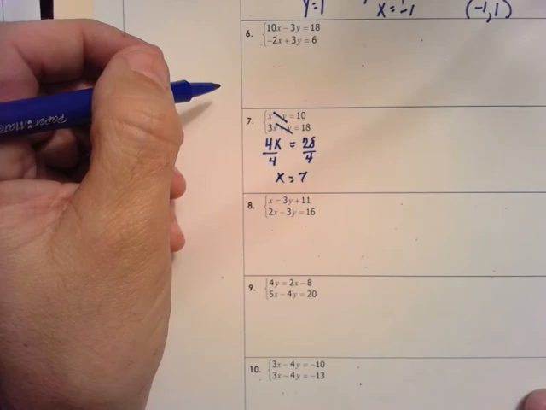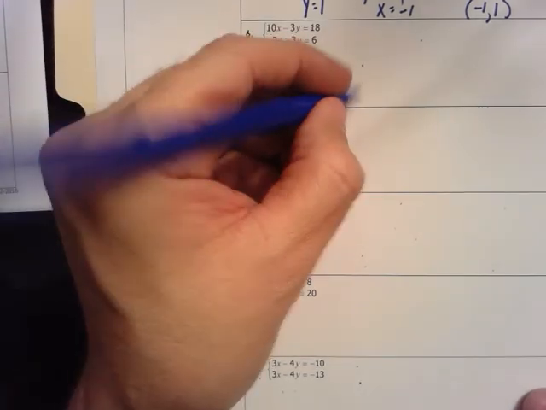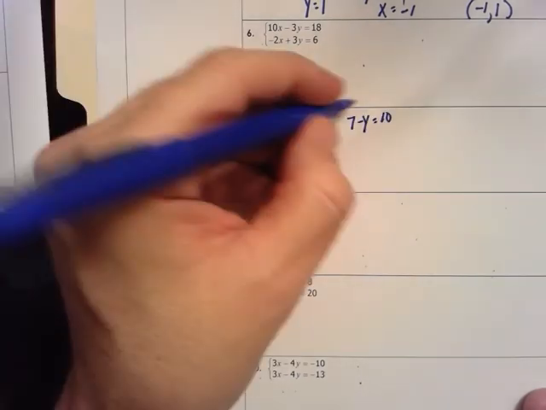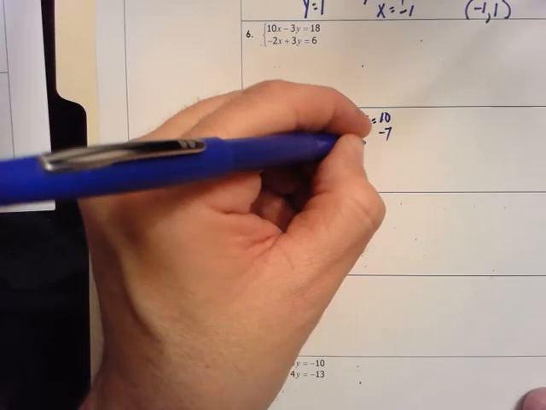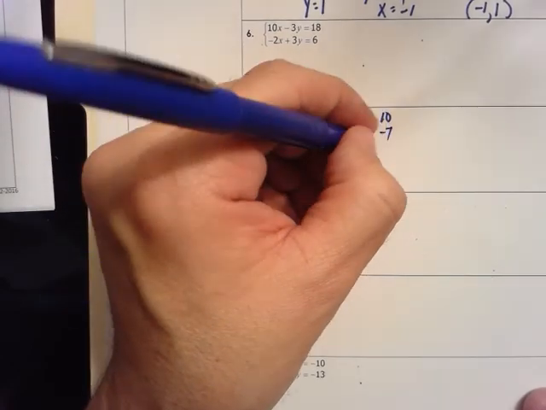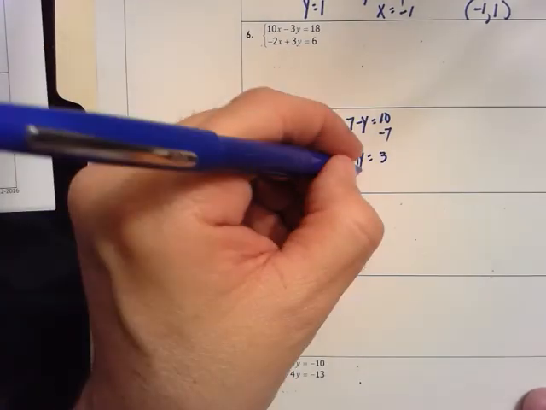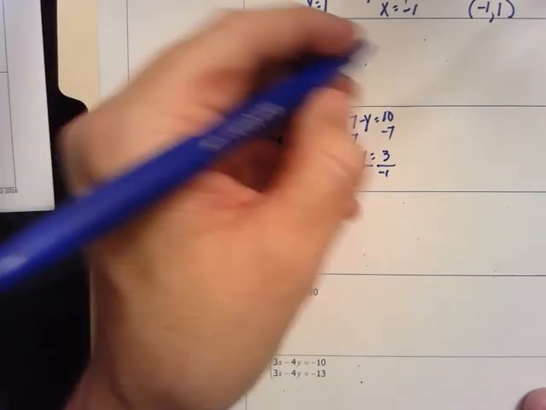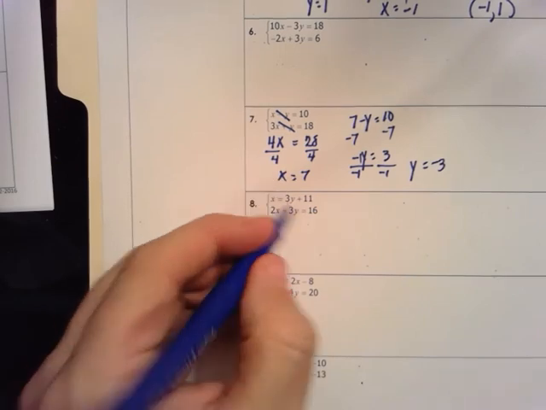When I plug 7 back in, I get 7 minus y is equal to 10. And that way I can solve for y by subtracting 7 from both sides. And I get negative y is equal to 3. I don't want negative 1y, I want positive 1y, so I divide by that negative 1 coefficient on both sides of the equal sign, and I get y is equal to negative 3, and I have a coordinate pair of x is 7, y is negative 3.